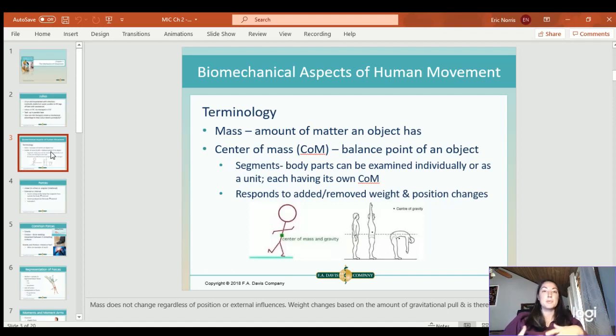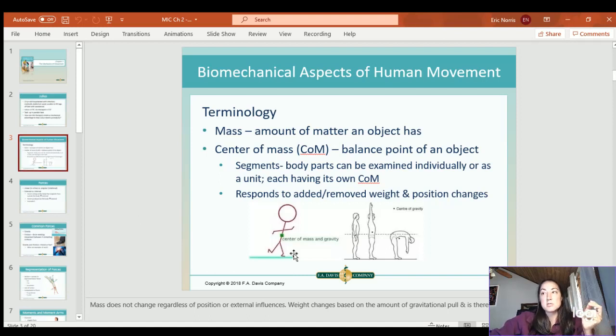So if you're built really big up top and small in the bottom, it's going to be completely different than somebody that's small up top and big in the bottom. The mass does not change regardless of the position or of external influences. So how much matter an object has does not change. However, gravitation's pull on that object changes as you change position. So your center of mass, or also called the center of gravity, changes when you change positions.